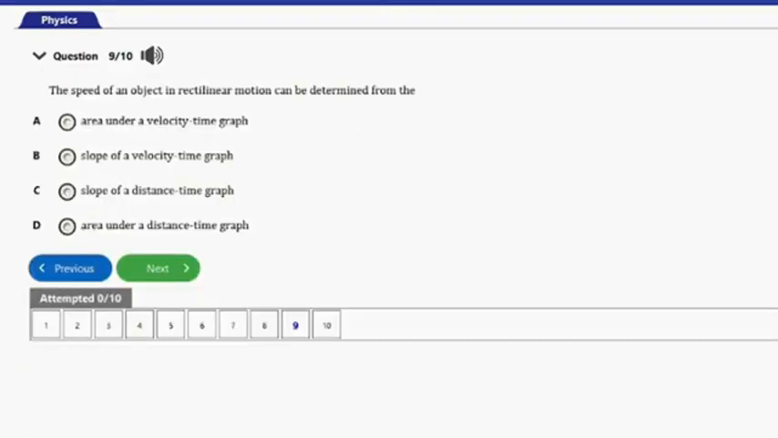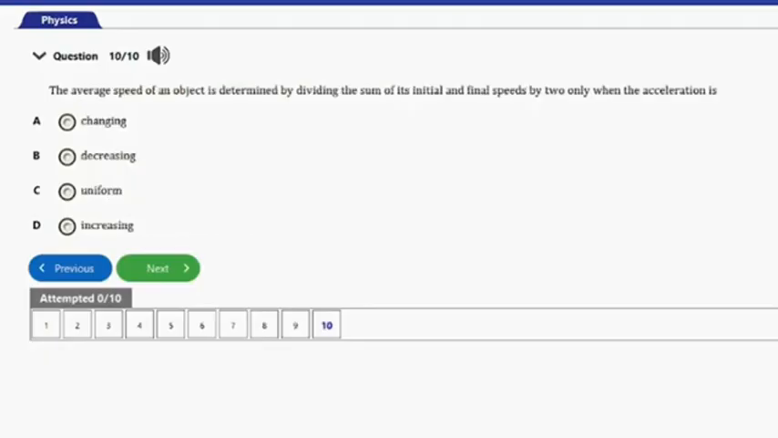So the next question we have here is question number 9. It says, the speed of an object in rectilinear motion can be determined from the A, area on the velocity time graph, B, slope of a velocity time graph, C, slope of a distance time graph, D, area under a distance time graph. So guys, the answer to this question is option C, slope of a distance time graph. And that's it for this question. Let's go ahead and consider the next question, guys.